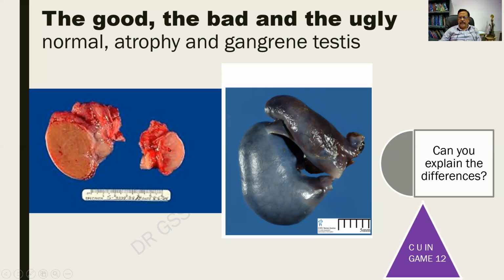A student can be having either atrophy or gangrene as a specimen. And both may be on the table of the examiner. You should be able to distinguish. Here it is edematous, swollen, blackish in discoloration. The epididymis is also swollen. And the capsule is stretched and shiny. So these are all things that we have already covered, and I hope you will be able to explain the differences. See you in game 12.